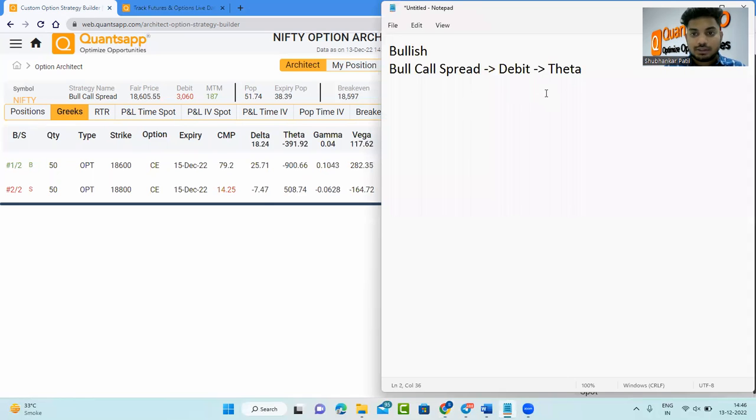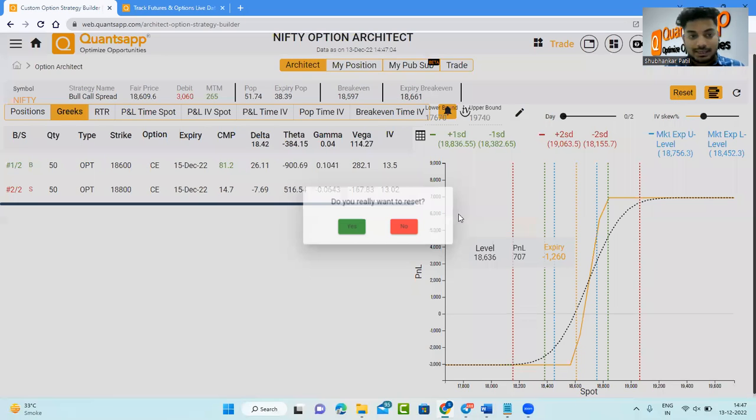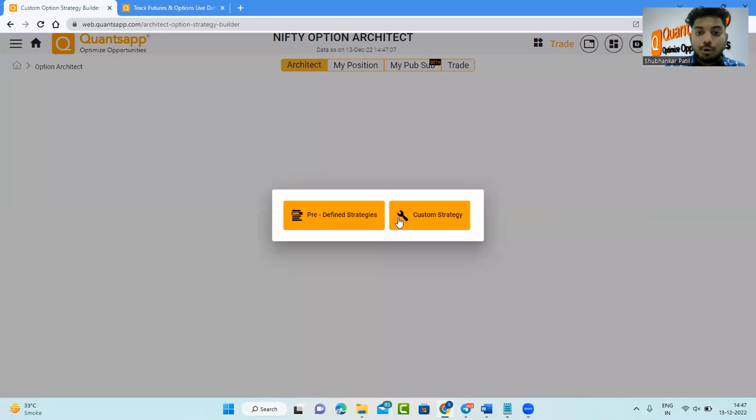In this strategy, this is a bull call spread. It is a net debit strategy. That means the money is getting outflowed from you. And still this strategy is a theta negative strategy. It isn't a theta positive strategy. So for this, we can try another strategy out, which is a bull put spread.